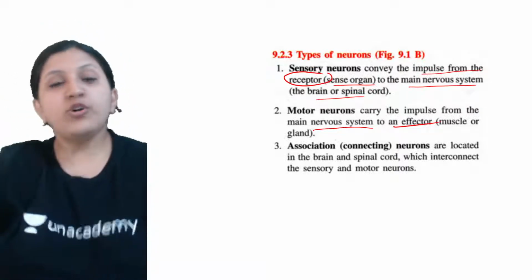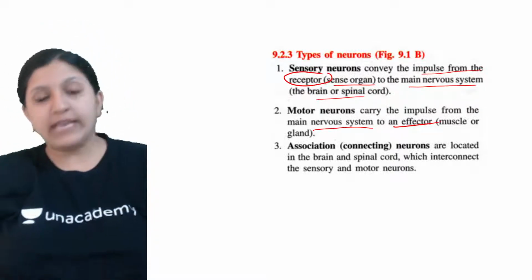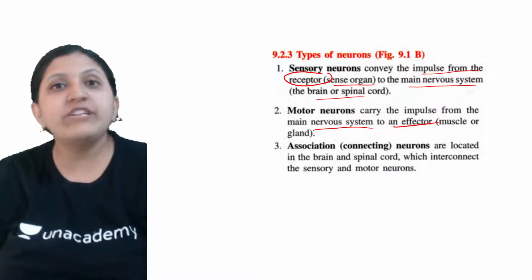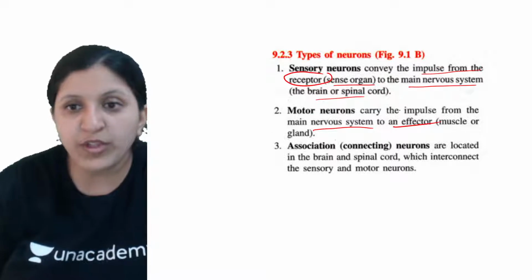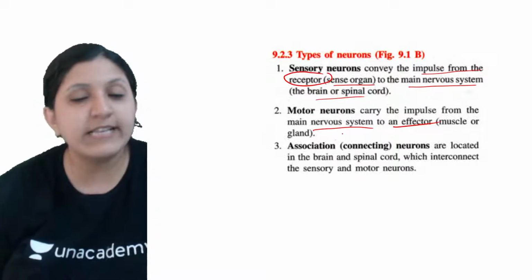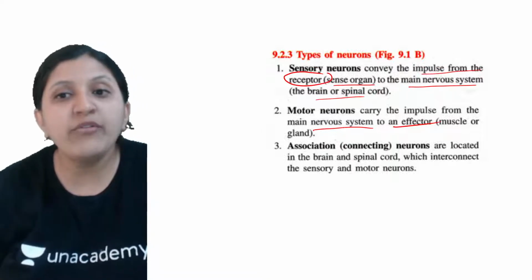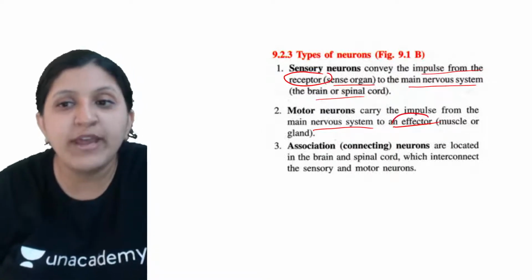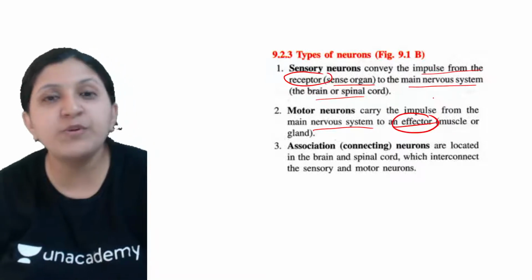Okay, so the motor neuron is the one which connects to the effector. The association neuron is the one which connects the sensory neuron and a motor neuron. Once the motor neuron gets the impulse through the brain, what will happen? The motor neuron will send a signal to an effector, that is a muscle or a gland, to perform an action.